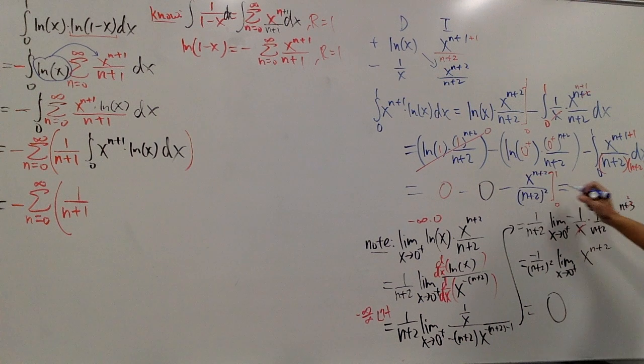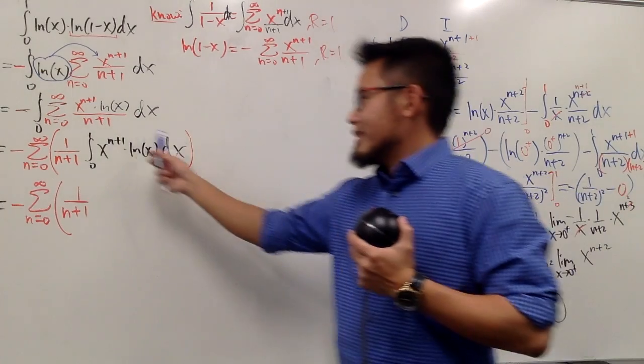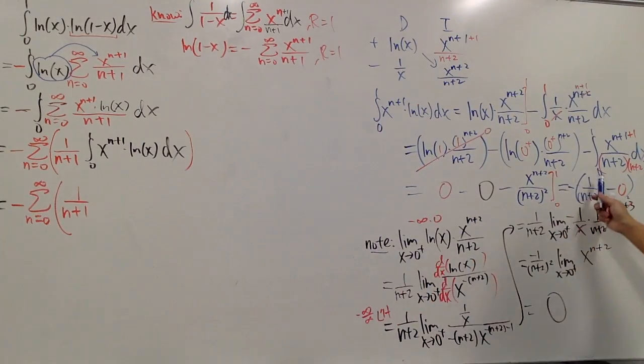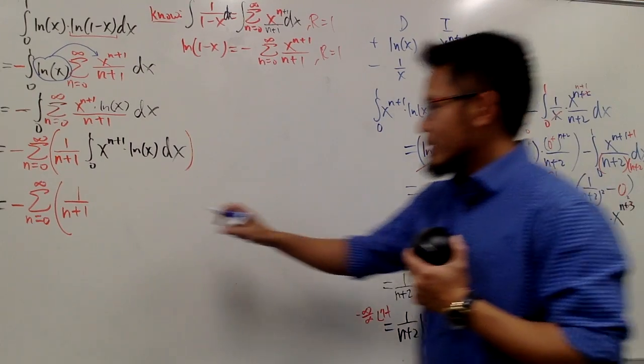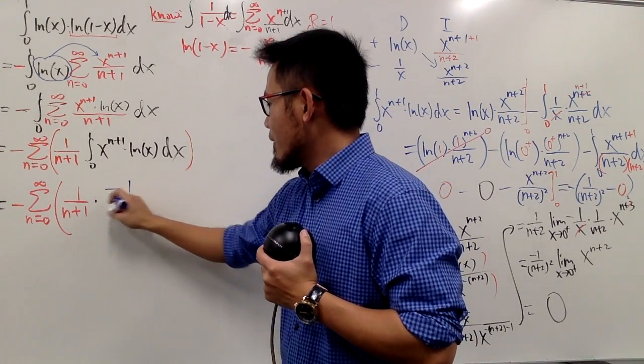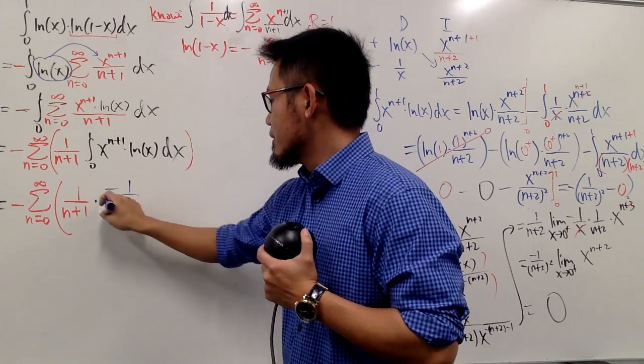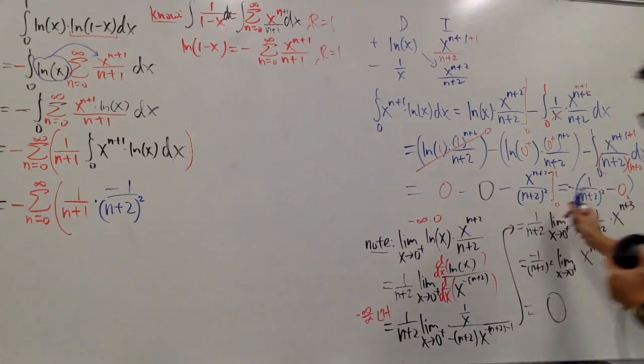This right here, I have the negative. Plugging 1 to the power is just 1, right? So it's 1 over n plus 2 squared. And if you subtract, plugging 0, you get 0. So it's like this, okay? Okay, so just work this out. So anyway, the result of this integral is just that, negative. So I'm going to multiply by negative 1 over n plus 2 squared, okay?